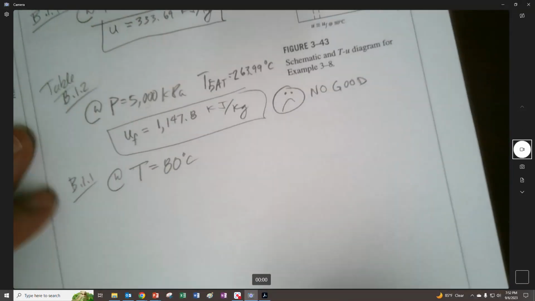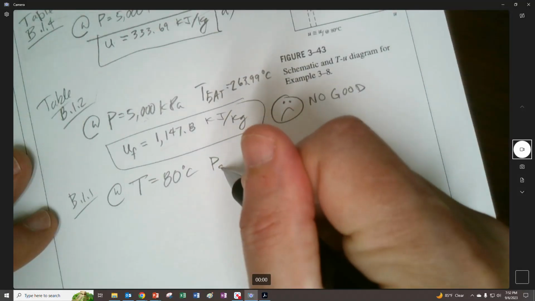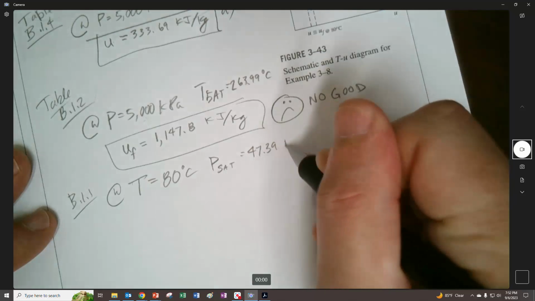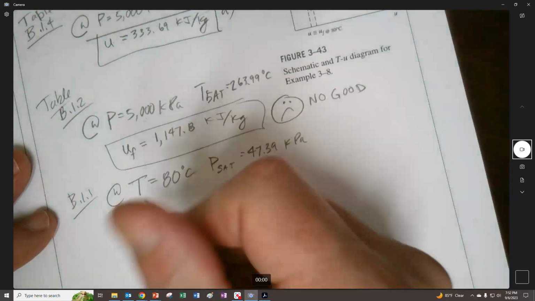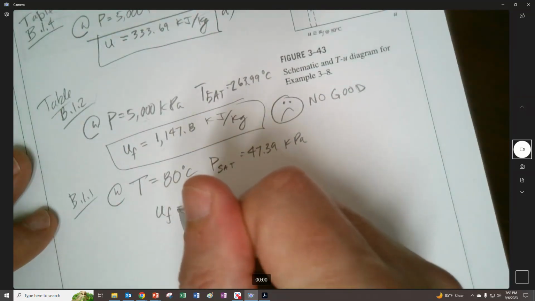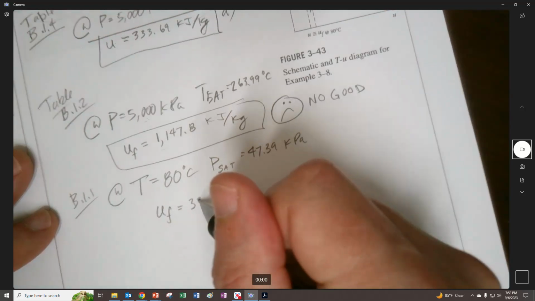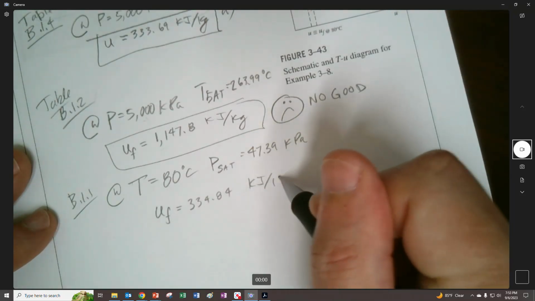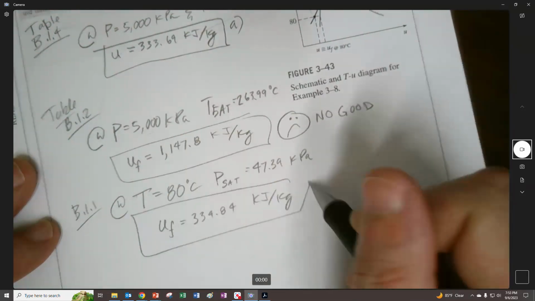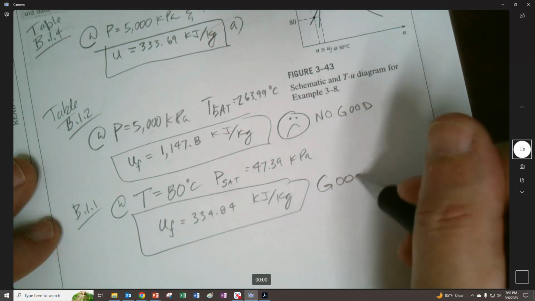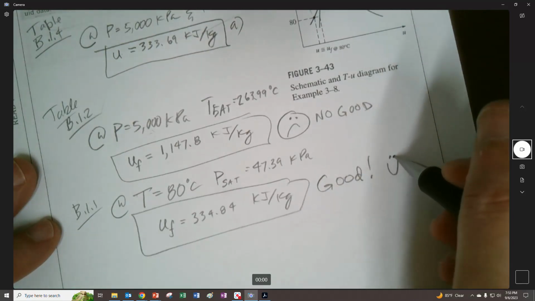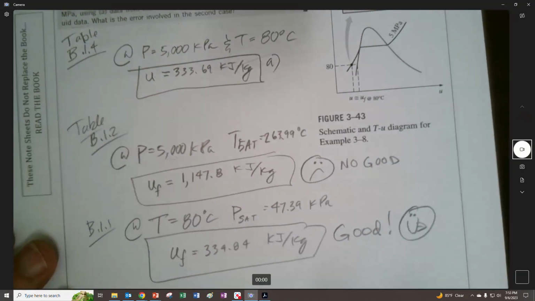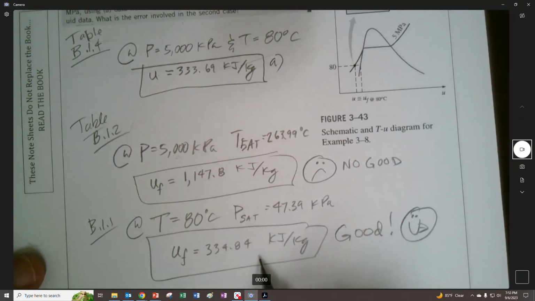Let's write all that stuff down. We got P sat, which is 47.39 kilopascals, and U f is equal to 334.84 kilojoules per kilogram. Wow. Good. Smiley face, tongue sticking out. Yeah, look, check it out.